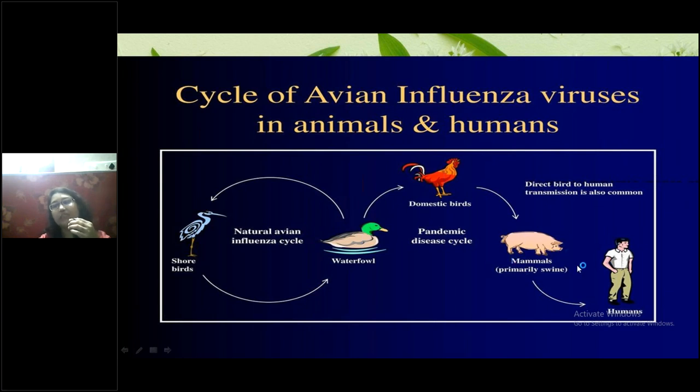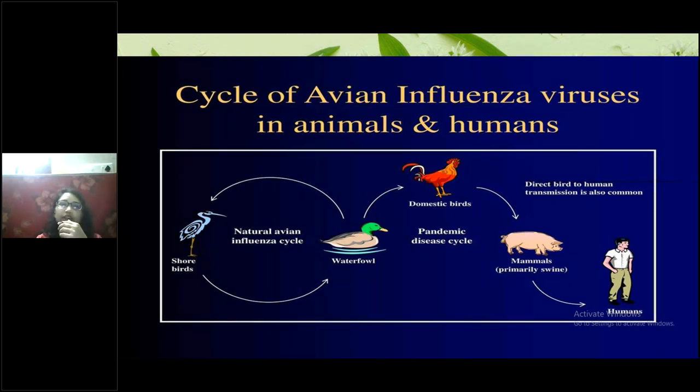And mammals like pigs can act as a mixing vessel, like in swine flu, as we have discussed. The pig acts as the mixing vessel, and the human and the bird viruses can all be mixed because there are eight pieces of RNA fragments of the influenza virus. So basically, the influenza virus can be reassorted and changed, and then it can come onto humans. So that is how there can be transmission from birds or from mammals and then to humans. This is what happens in influenza.